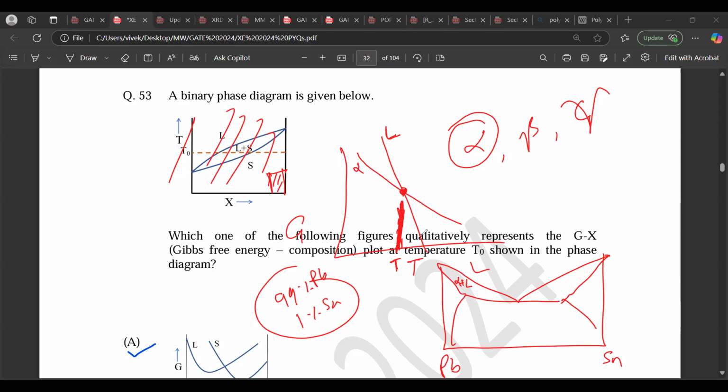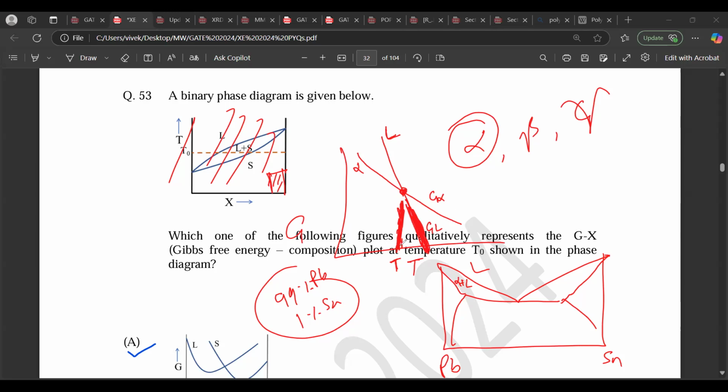Beyond this temperature, everywhere this liquid has a lower G value as compared to this alpha. Actually, I should have drawn it with iron only, because we have alpha, gamma, and delta curves. So okay, let's see.